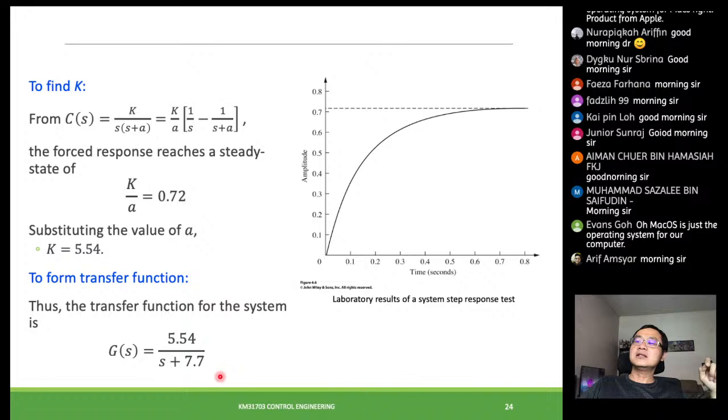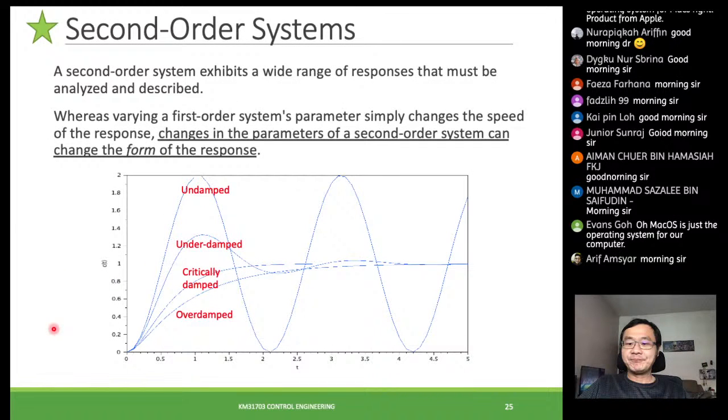So far, any questions before we move to the second order system? If you have questions, do post them in the chat box. While waiting for the questions, I think we will proceed to the second order system.